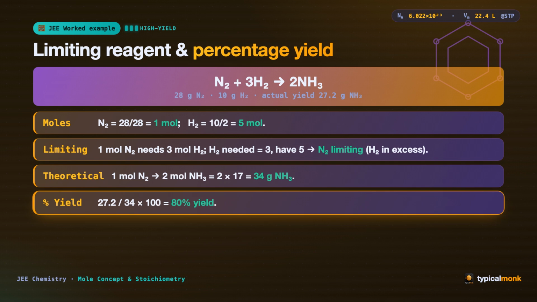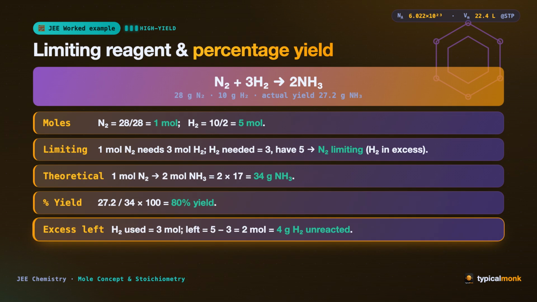Step 4. The percentage yield. The experiment gave only 27.2 grams. Percentage yield is actual over theoretical times 100. 27.2 divided by 34 times 100, 80%.